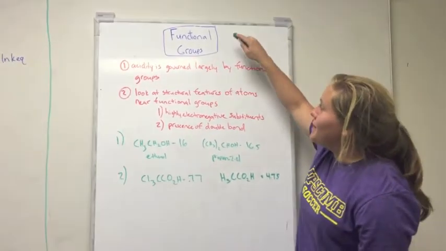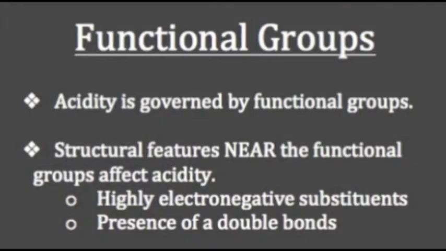So now we're going to talk about functional groups and how they relate to acidity. What you need to do is remember two things. Acidity is governed largely by functional groups, and you also have to look at the structural features of atoms near functional groups. So things like highly electronegative substituents or the presence of double bonds can highly affect whether or not your functional group is the same as the table in 6.1.